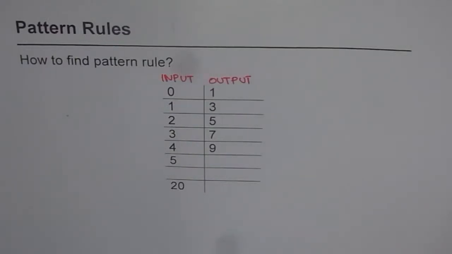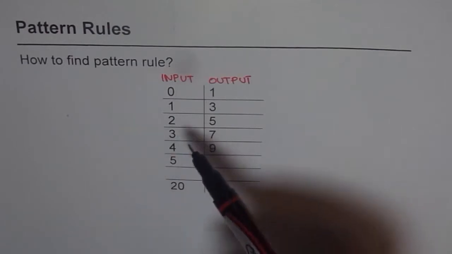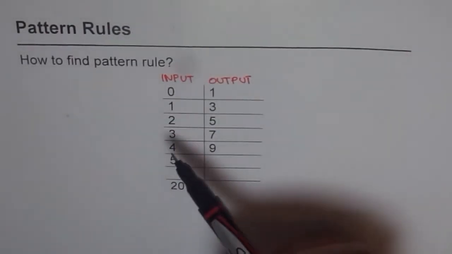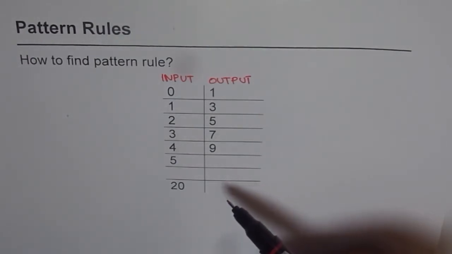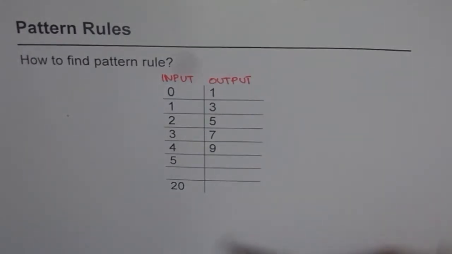Pattern rules. How to find pattern rules. This is our topic for the video. Now we'll consider one input-output table in which we have a set of inputs for which we have a set of outputs. And we'll figure out what is the pattern rule in this case.